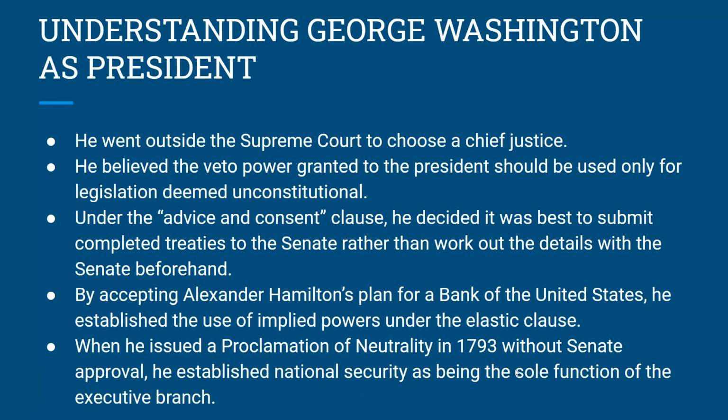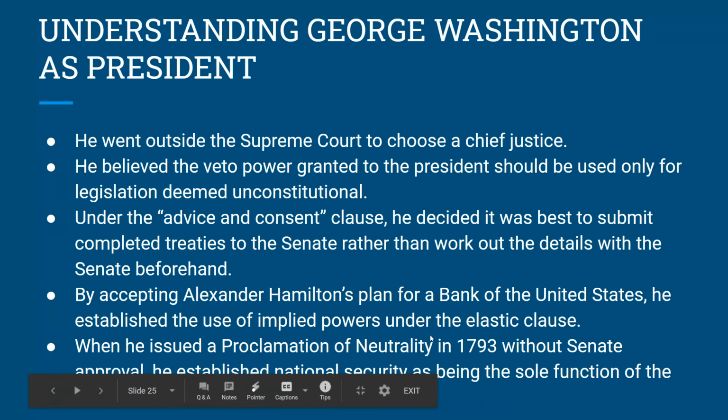He believed that the veto power granted the president should only be used if legislation was deemed unconstitutional. He believed that the president should complete treaties before they are sent to the Senate. By accepting Alexander Hamilton's plan for the Bank of the United States, he established the use of implied powers under the Elastic Clause. We will address that here in a few. And of course, when he issued the Proclamation of Neutrality in 1793, without Senate approval, he established national security as the sole function of the president. So that's also another very important precedent.